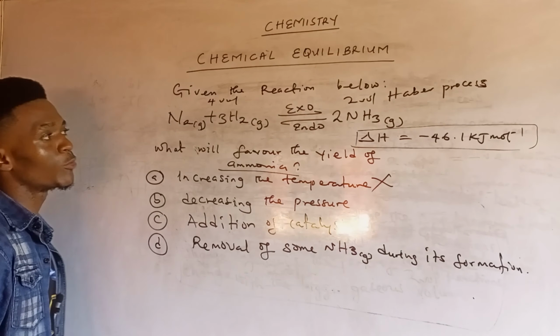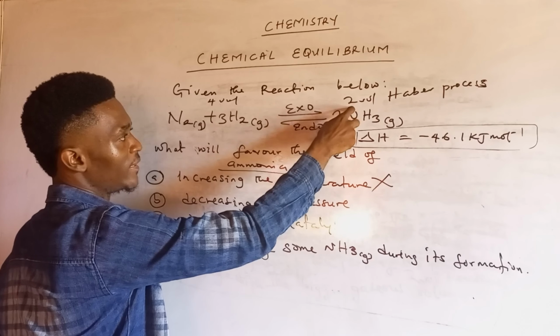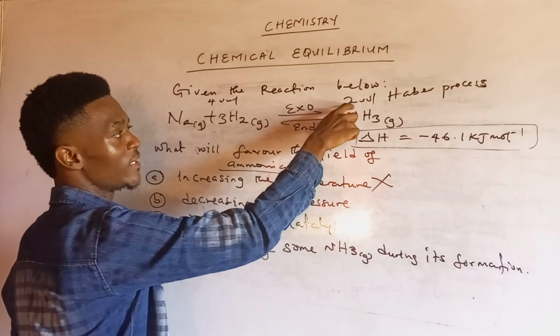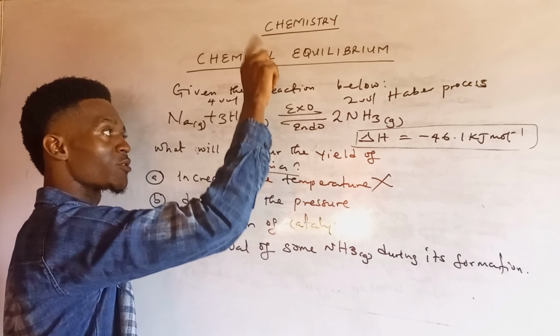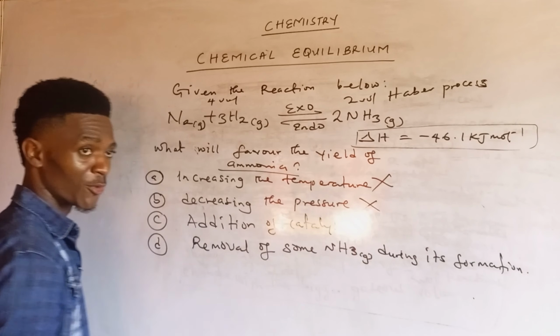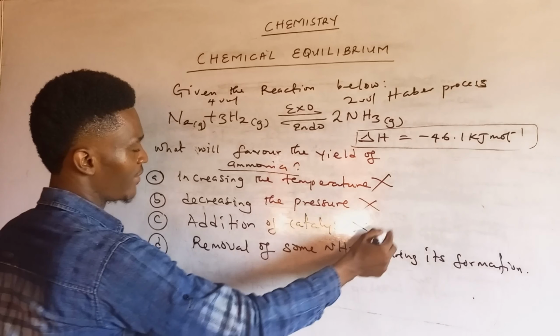So in this case, what will favor the forward? Because we are interested in the ammonia production now. The forward is the part with the lower volume here, and what favors the part with the lower volume is when you increase pressure. So an increase in pressure favors the part with the smaller volume, and they said decreasing pressure, so this is still wrong.